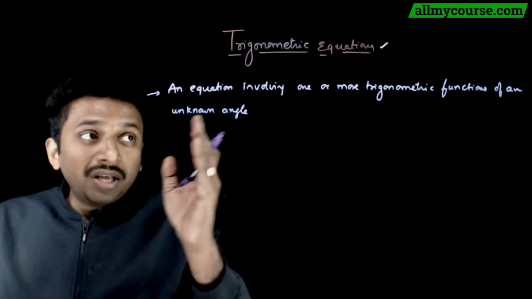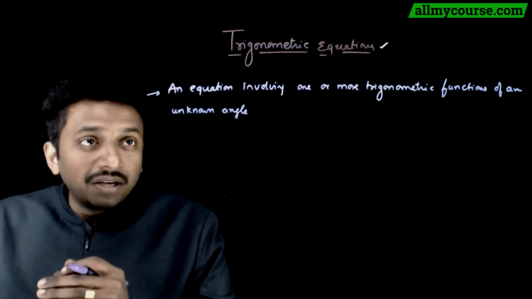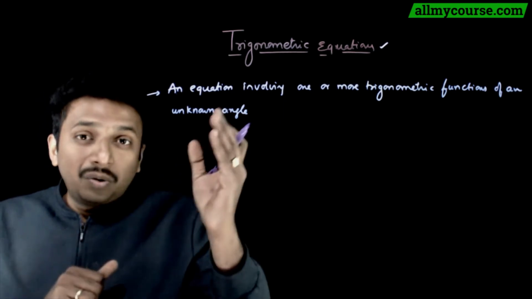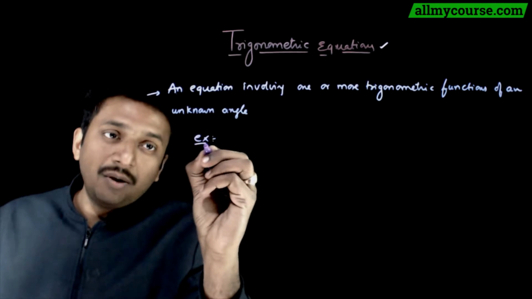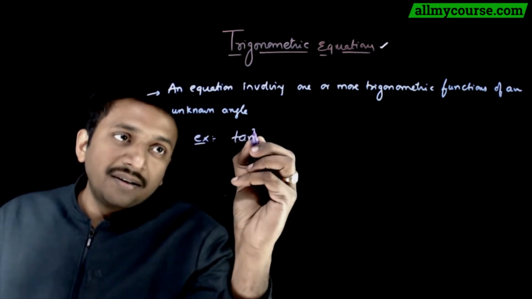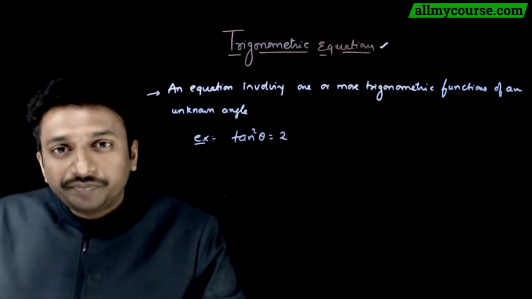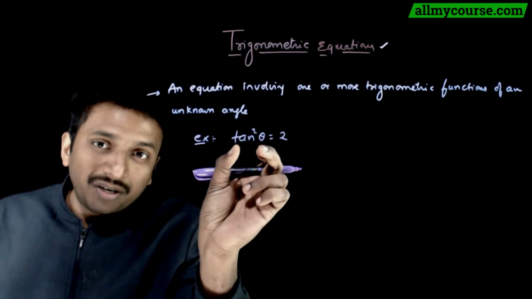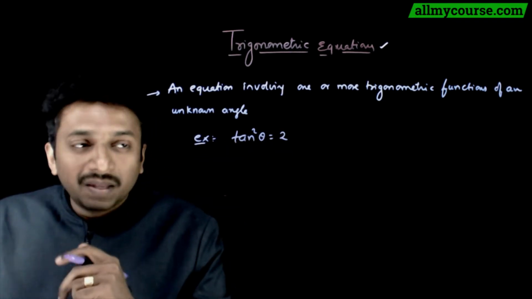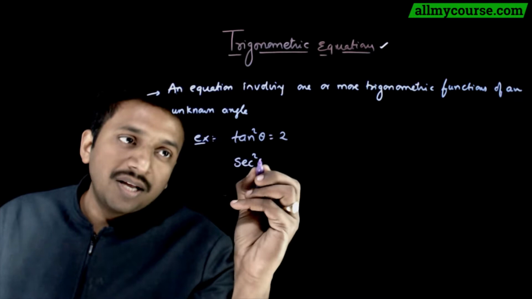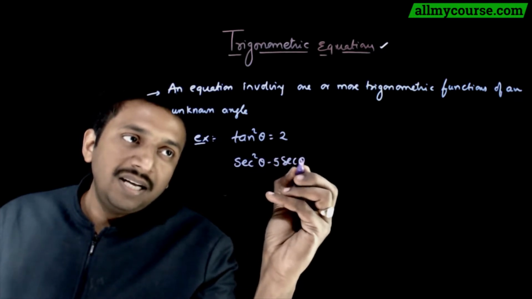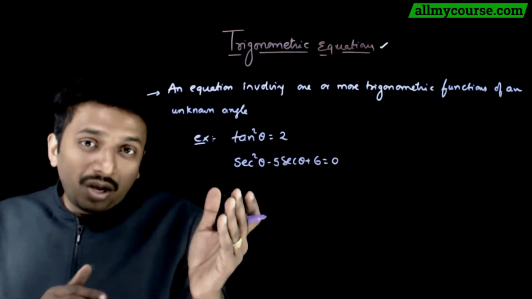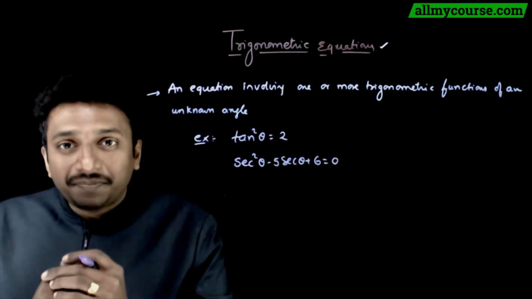First, an equation involving one or more trigonometric functions of an unknown angle is called a trigonometric equation. So, a trigonometric equation, for example, can look like tan square theta is equal to 2. So, this is an equation involving a trigonometric ratio of an unknown angle. The trigonometric equation can look like secant square theta minus 5 secant theta plus 6 is equal to 0. This is a trigonometric equation involving the trigonometric function secant.